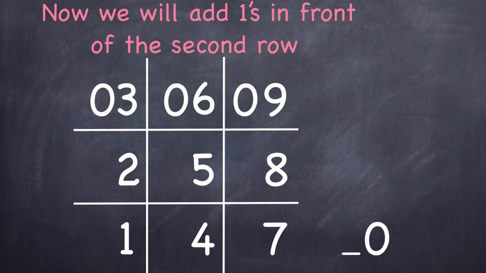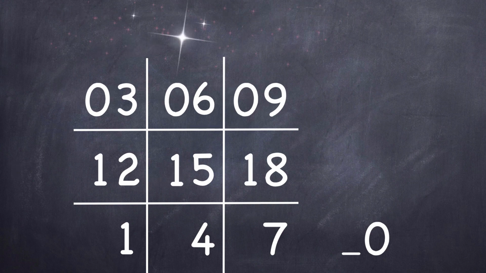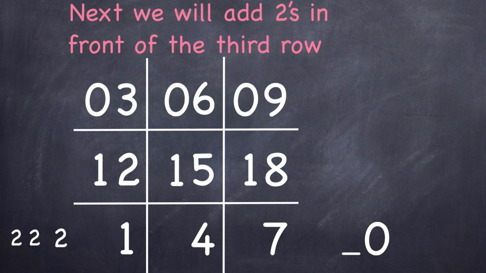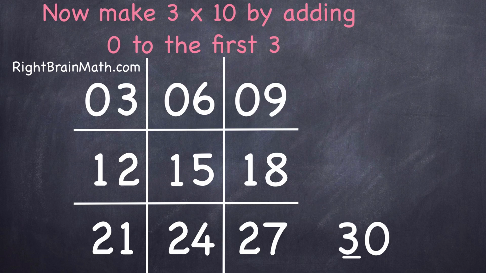These are the ones digits. And then we're putting zeros in front of the first row, and ones in front of the second row, and 2s in front of the third row. And then we'll bring a 3 down, and that's 10 times 3 is 30. Those are the 3s, and you can create the 3s on this app.